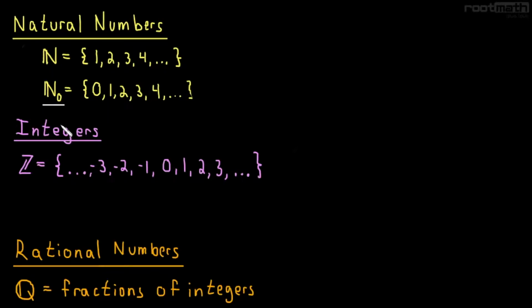If we want to add in 0, we can do that, and sometimes we write that little subscript of a 0. Sometimes we call these the whole numbers, the natural numbers with 0. That's not too important.